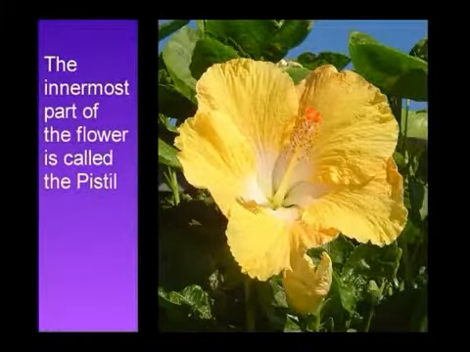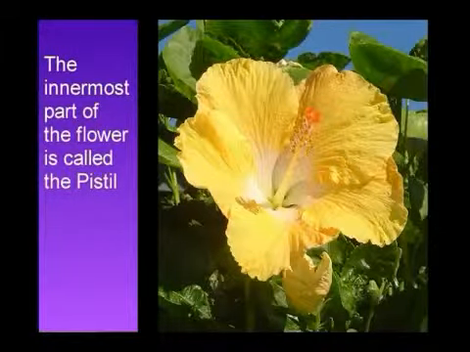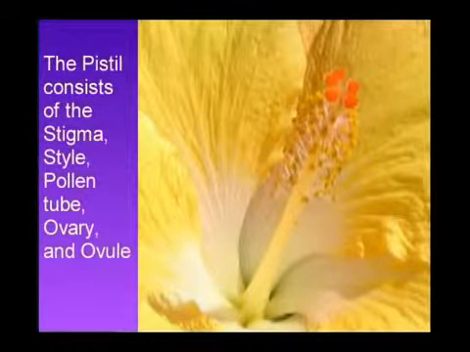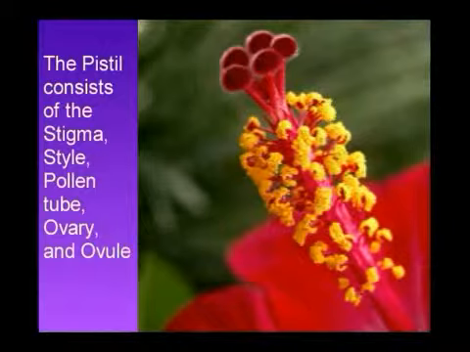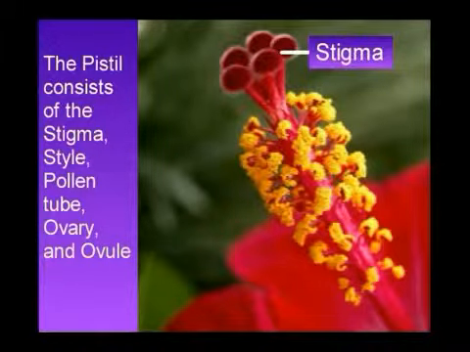The innermost part of a flower is called the pistil. The pistil can be subdivided into 5 major parts. The topmost part of the pistil is called the stigma. The stigma is covered with a sticky substance, which helps the pollen grains to stick to it.